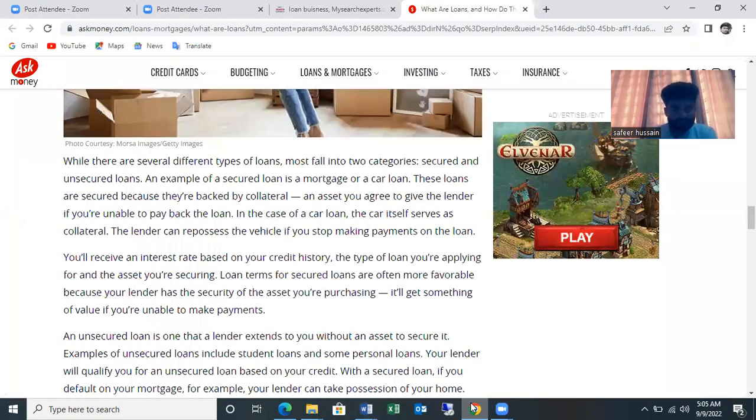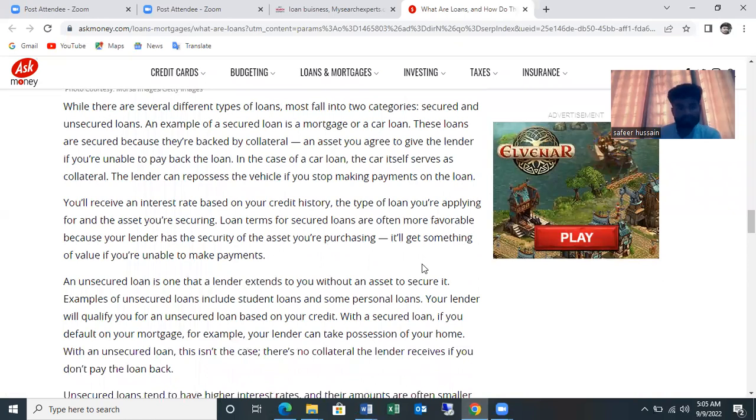The other type is an unsecured loan, one that a lender extends to you without an asset to secure it. Examples of unsecured loans include student loans and some personal loans. Your lender will qualify you for an unsecured loan based on your credit.